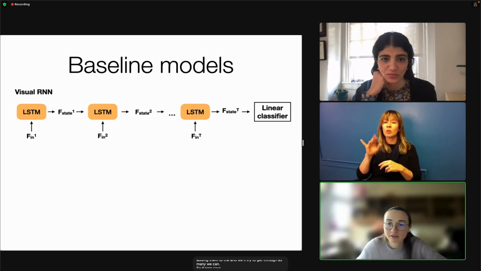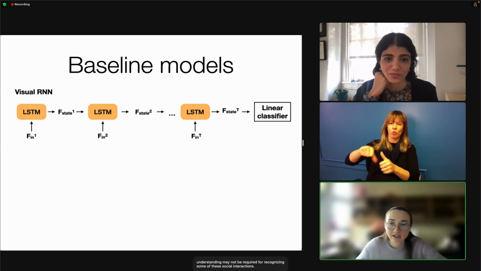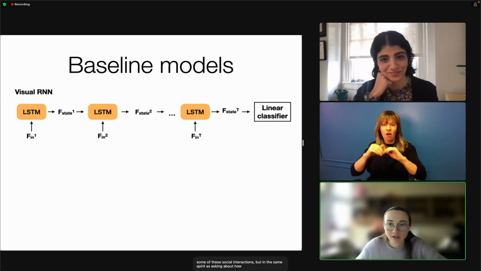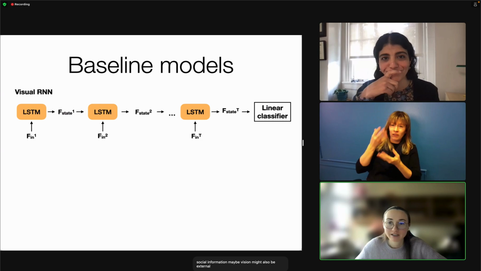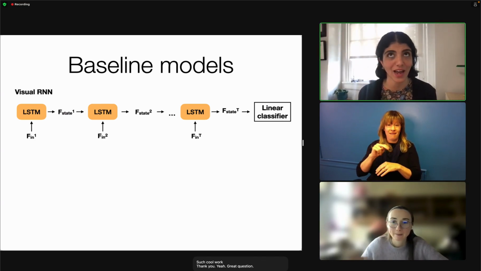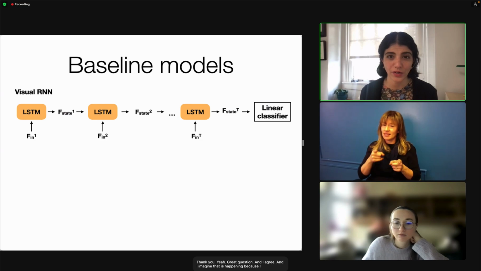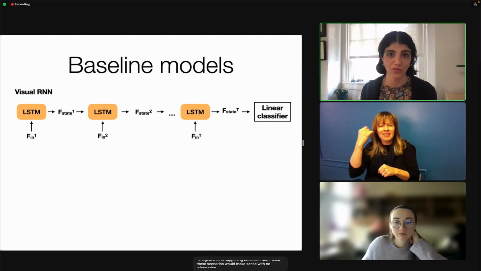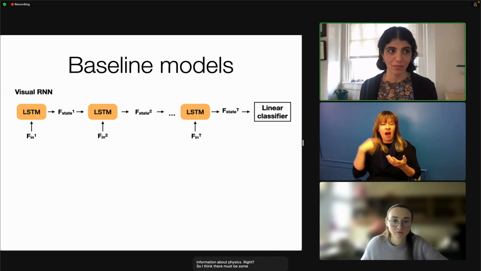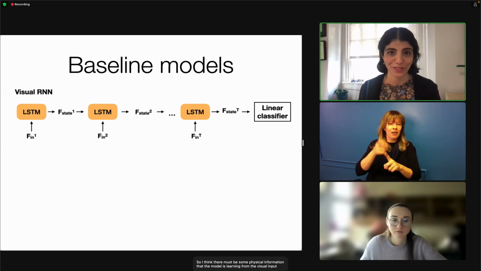So Brian says, you talked about how some of these results suggest that rich high-level physical understanding may not be required for recognizing some of these social interactions. But in the same spirit as asking about how vision might extract social information, maybe vision might also be extracting simple aspects of intuitive physics, which could then still be playing a mediating role in your graph neural network model. Such cool work. Thank you. Yeah, great question, and I agree, and I imagine that is happening because I don't think these scenarios would make sense with no information about physics, right? So I think there must be some physical information that the model is learning from the visual input. That's a good question.